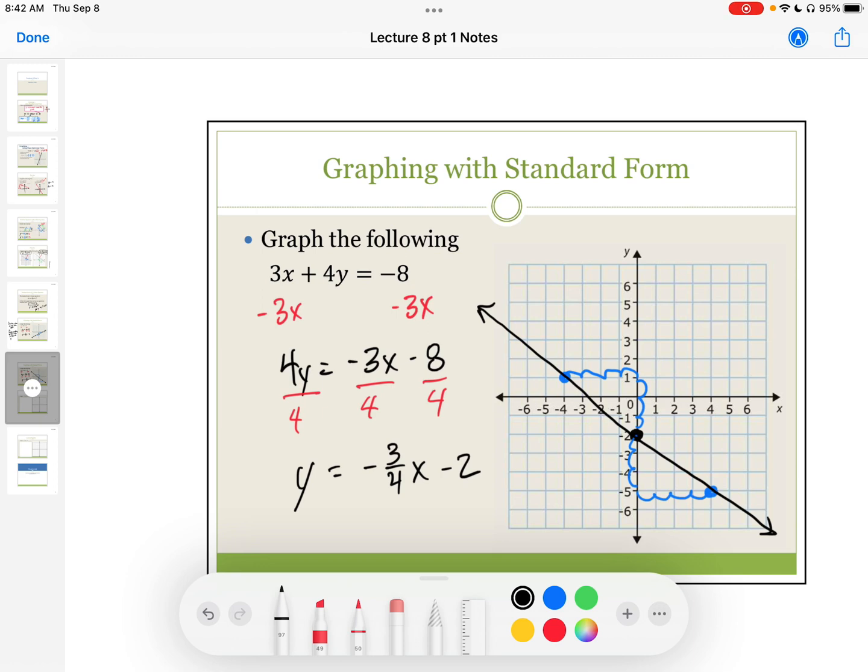Remember, I will have rulers for you guys to use on this as well. So if you need a ruler, just let me know. I sometimes forget things. Okay. But that's what we're doing as far as graphing them in the standard form. Just get them into your y equals mx plus b.